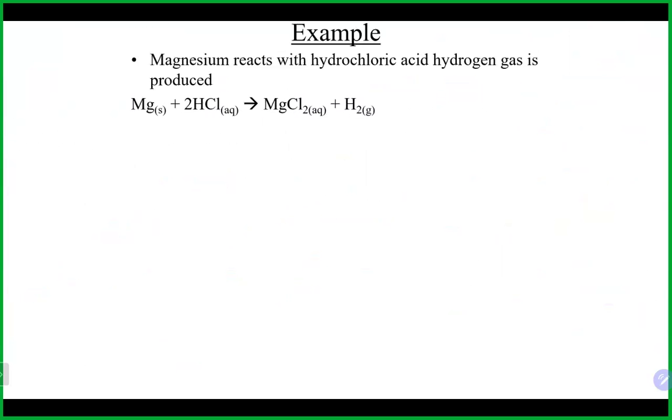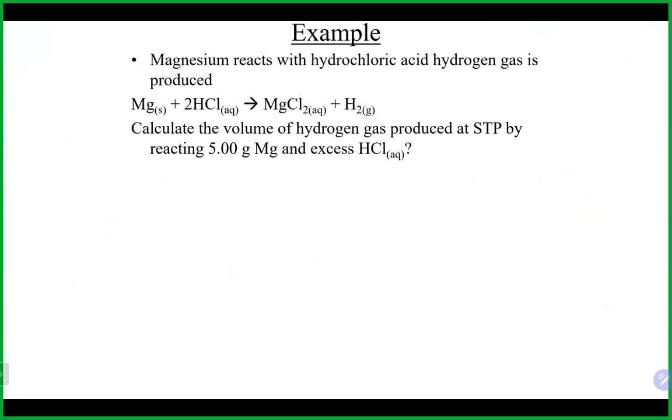All right. Let's try another one here. Let's try this one here, which is the experiment you did the other day. Magnesium reacts with hydrochloric acid gas. Calculate the volume of hydrogen gas produced at STP if we reacted 5 grams of magnesium. Magnesium 24.31, I believe. So give that a go, see what you come up with.